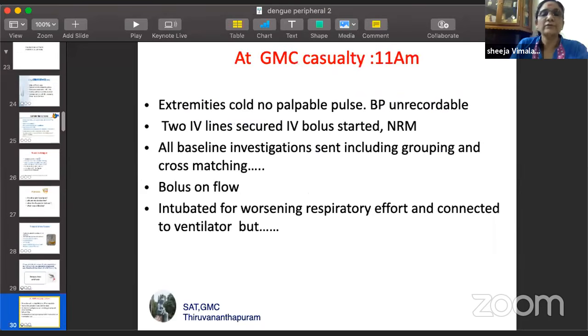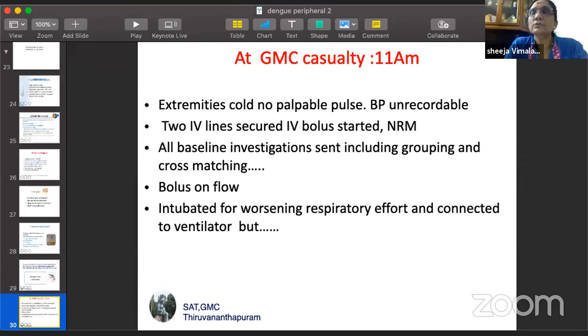But the child was from a far off place, so it took around 2 hours for the baby to reach us. By the time the child reached us, the extremities were cold. There was no palpable pulse. BP was unrecordable. Immediately, 2 IV lines were set up. Oxygen was started with non-rebreathing mask. All baseline investigations, including request for grouping and cross matching, were sent.